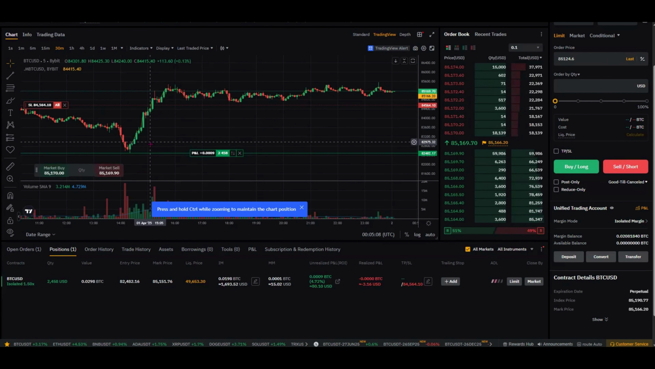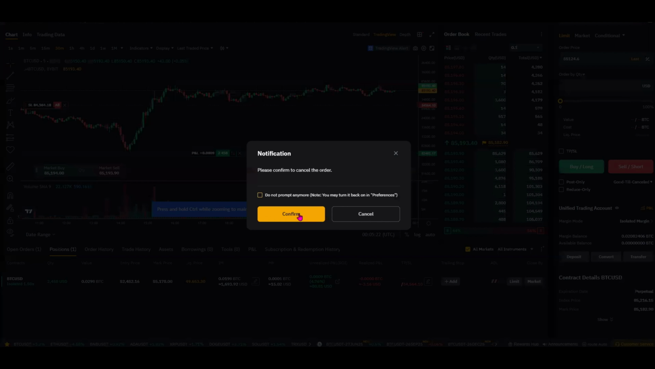But I want to set buy stop and sell stop orders on here like I can with MT4 and MT5. And maybe there's a way to do it. I don't know how. But let's just close that. We're going to cancel that order.